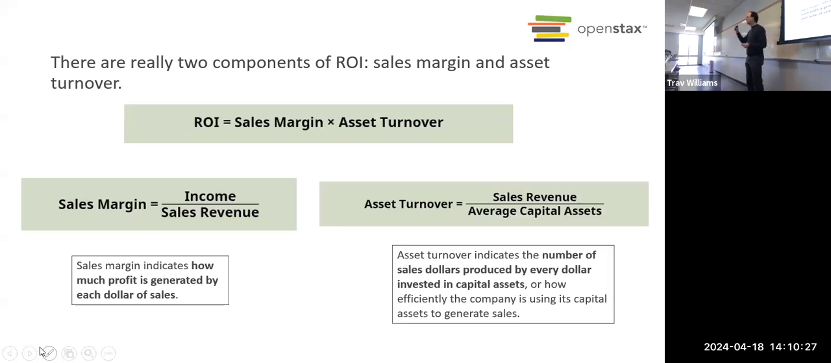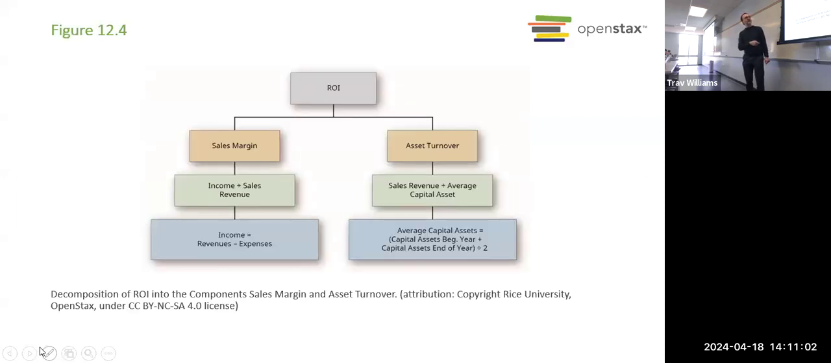And then I talked about how you can slip sales revenue right into the middle of that formula, and you break it down into sales margin, income divided by sales revenue, and asset turnover, which is sales revenue divided by average capital assets. So now you get not only ROI, you get kind of sub measurements within ROI. And if you remember, you could take your sales margin, multiply it by your asset turnover, and it will equal your ROI. We see the relationship here.